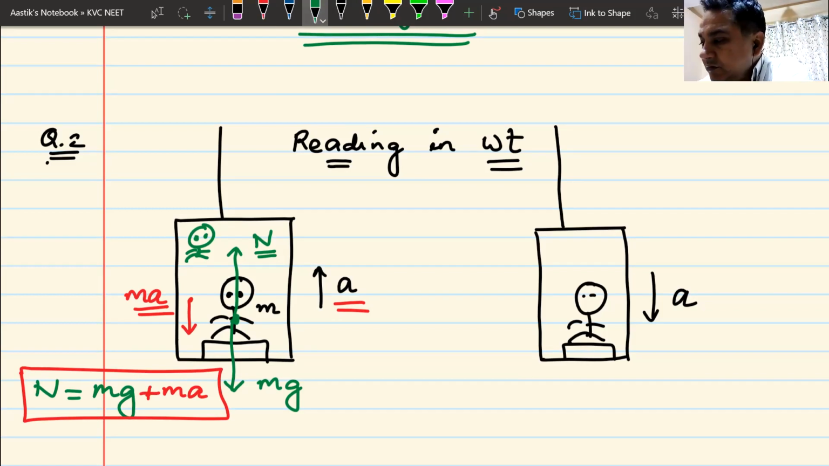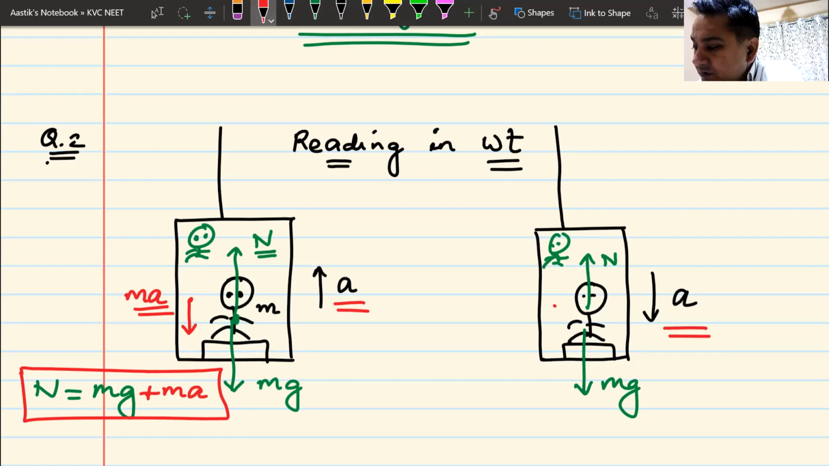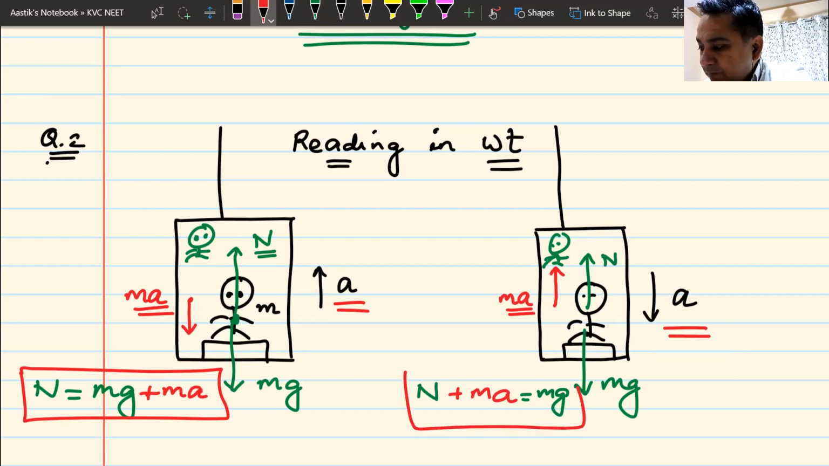Again, we'll become the observer sitting inside the lift. Normal reaction from the weighing machine, N upwards, mg downwards, but acceleration a is also downwards. So you have to apply pseudo force upwards, which is m into a upwards. Now I write the equation: N, the real force upwards, plus ma, the pseudo force, is also upwards because acceleration is downwards, is equal to mg. That is your normal reaction.